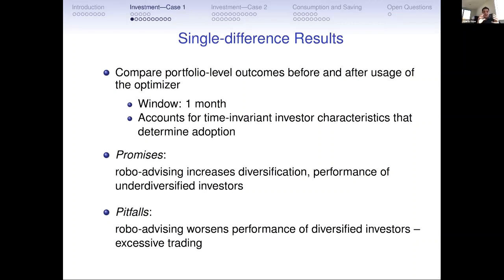Robo-advisors increase diversification and performance for those people that were clearly under-diversified, but we also find a lot of pitfalls. Those investors that already had a lot of stocks end up not having that much gain in diversification, and in fact they start to engage in excessive trading. So they start paying too much money in fees.